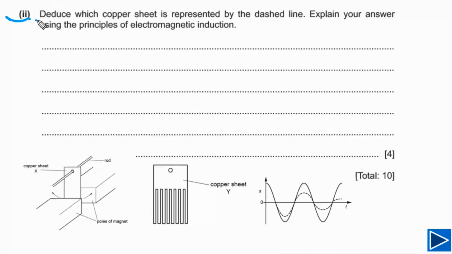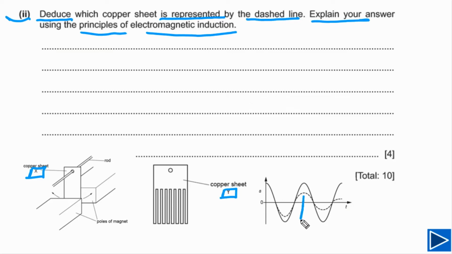For the second part, we need to deduce which copper sheet is represented by the dashed line, and we need to explain our answer using principles of electromagnetic induction. So this one is X and this one is Y. We need to find out which copper sheet is represented by this dashed line, and we need to explain our answer using the principle of electromagnetic induction. First of all, let me show you what is happening in this case with the help of an animation, and then we will come back and write down the answer for this question.